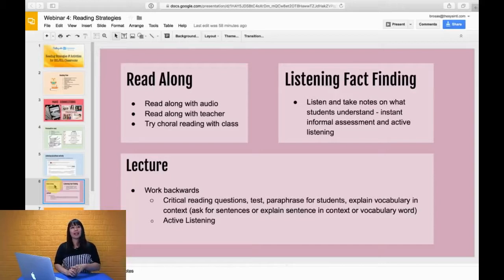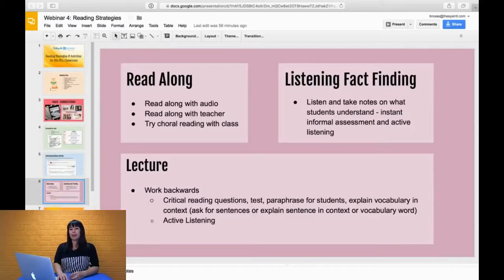One way I like to do lectures is to work backwards, meaning I may look at the test or the critical reading questions at the end that I'm going to give the students, to make sure I cover those points within a lecture. This is very important for students to practice listening for, because when they go to their history, their science, their mainstream classes, teachers lecture all the time, but they need to learn what to listen for because it's very important for the test later on.